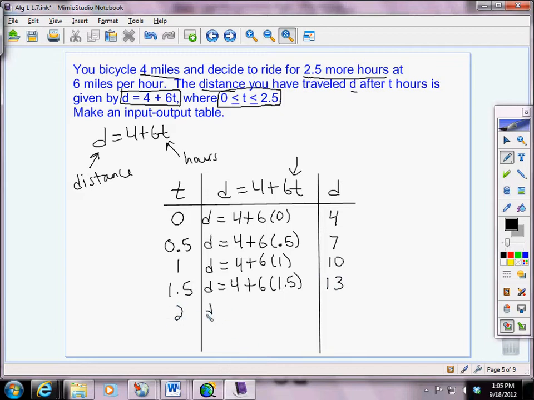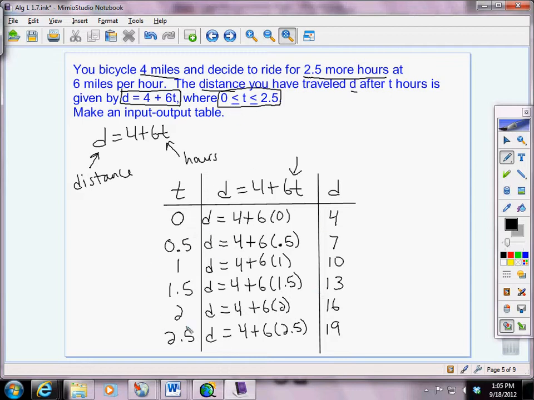2. 4 plus 6 times 2 is 16. And one more, because that's going to be at the end of our domain, 2.5. 4 plus 6 times 2.5 will be 19. Now, you could have picked different inputs. You could have done 0.1, 0.2, 0.3, whatever, but I like to try to keep it easy.